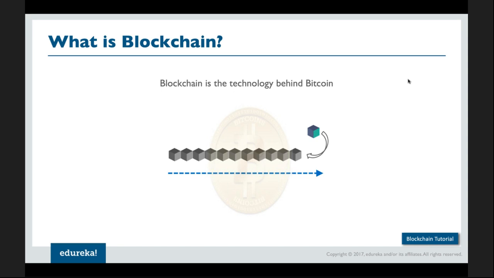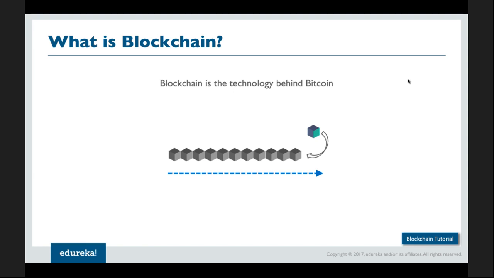And as new blocks keep getting added to the blockchain, the chain keeps becoming stronger and stronger, and the information that it contains starts becoming more trustworthy. It starts becoming more immutable. So that is the feature of blockchain as a technology, which makes Bitcoin so unique.